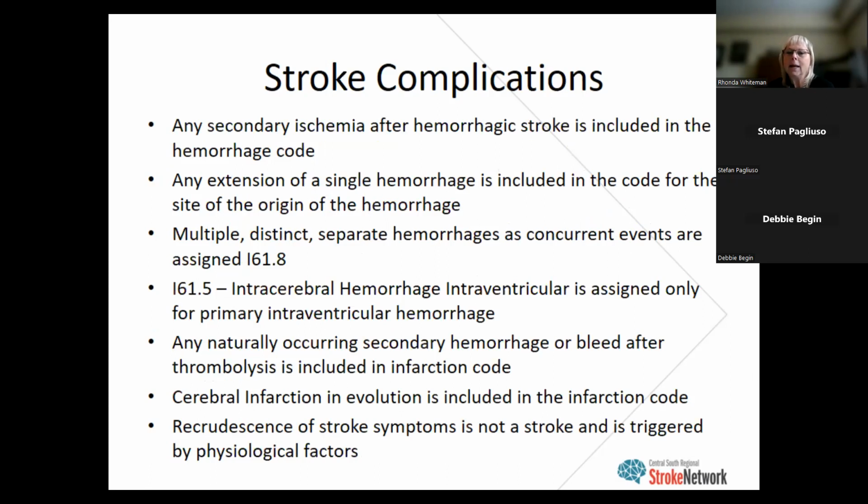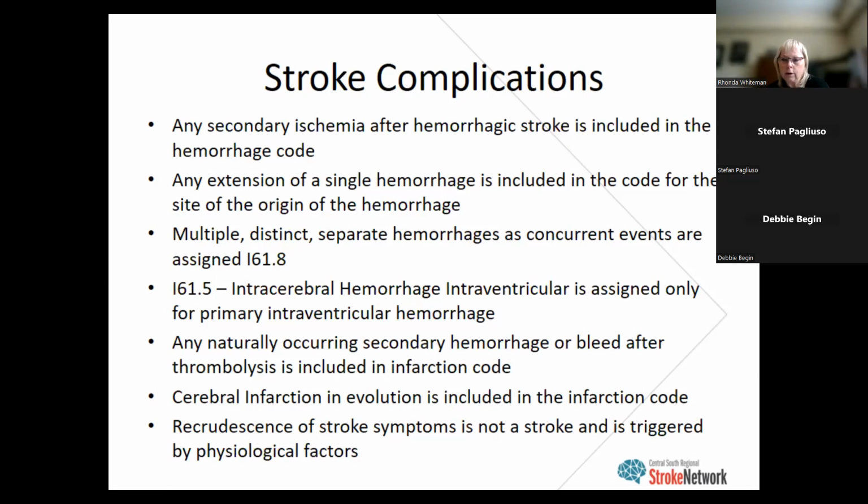So when we look at stroke complications, we know that any secondary ischemia after hemorrhagic stroke is included in the hemorrhage code. Any extension of the single hemorrhage is included at the site of the origin. If there are separate or distinct hemorrhages, they would be concurrent. This is pretty unusual. Typically, if you have an extension, it is often in the same site as the origin.